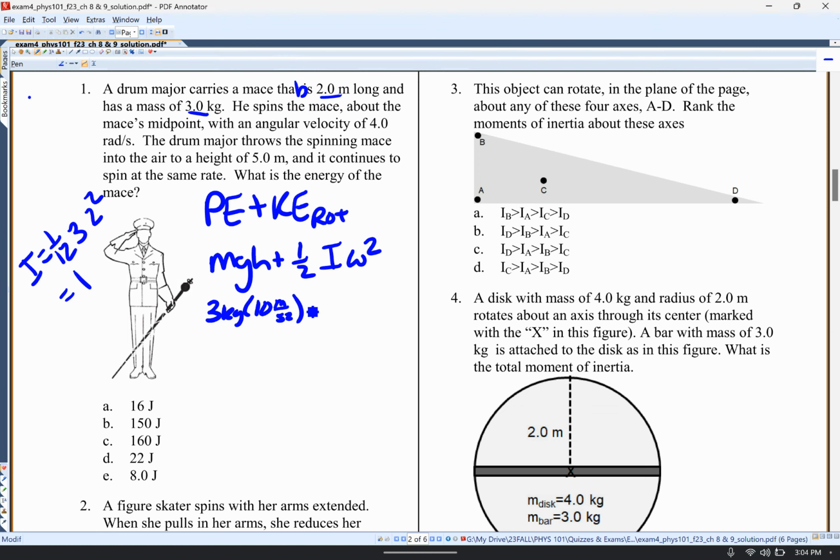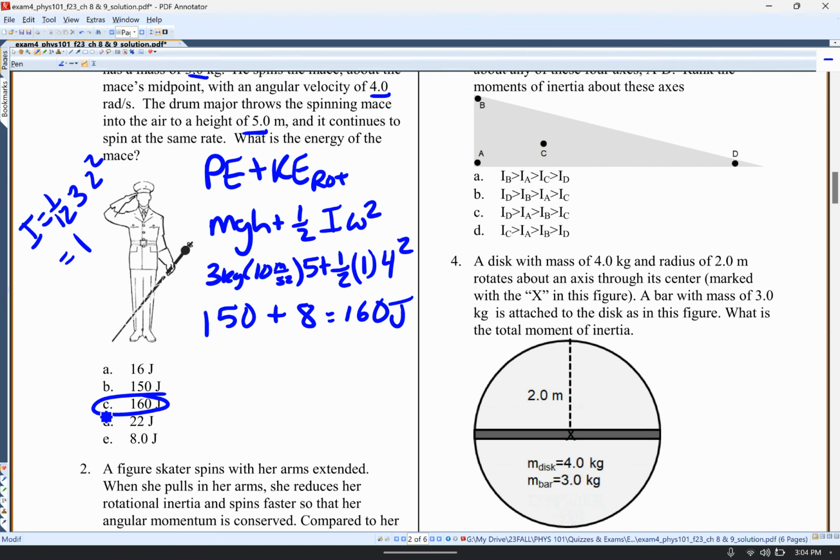Gravity times the height. It goes up to a height of 5 meters, plus 1/2 of this 1 kilogram meter squared times omega, which is 4 radians per second, omega squared. So that's 30 times 5, 150, plus 1 half of 16 is 8. It's 158 or 160 joules. So that's C.